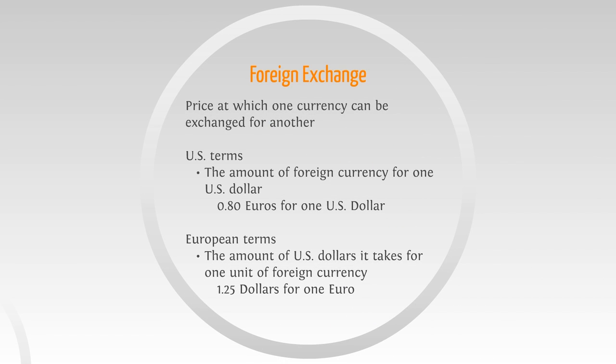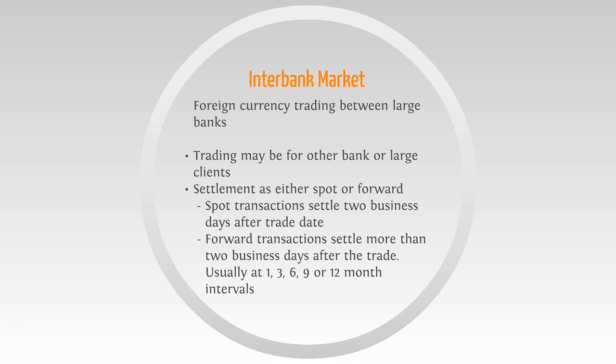We can also have currency rates that are tied to the option. So we can have foreign exchange. They can be denominated, I should say, in either US terms or European terms. That is, euros, for example, as the foreign currency per dollar, or dollars per foreign currency. Again, in this example, the euro. And you can see the difference, the 0.8 in US terms is the same as a $1.25 per euro in European terms. There's also the interbank market for foreign currency.